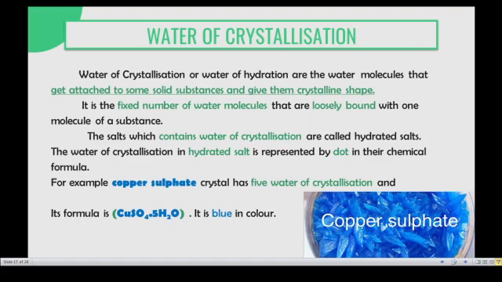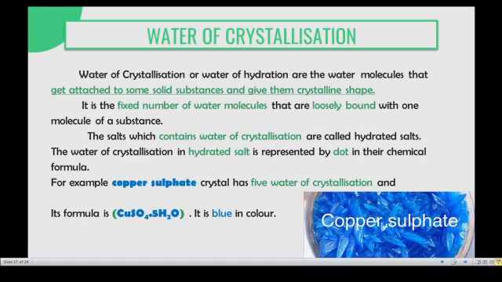It is a fixed number of water molecules that are loosely bound with one molecule of a substance. See students, it's a fixed number of water molecules. It may be 5. Here they are giving 5 water of crystallization. So the salts which contain water of crystallization are called hydrated salts. The water of crystallization in a hydrated salt is represented by a dot in the chemical formula.